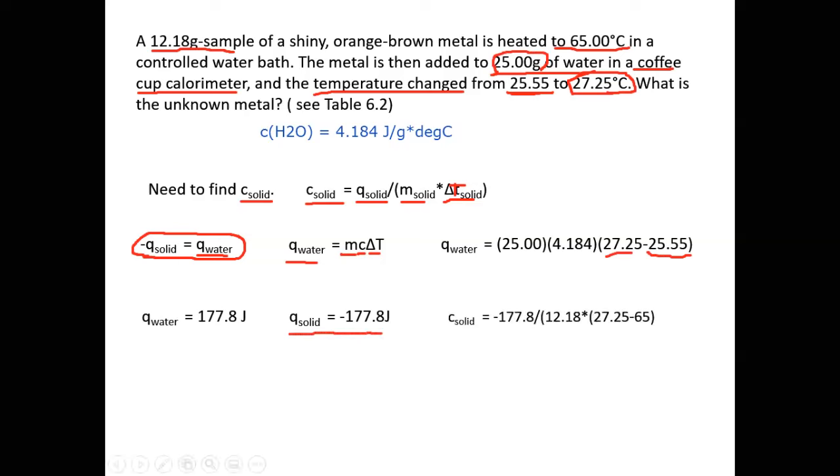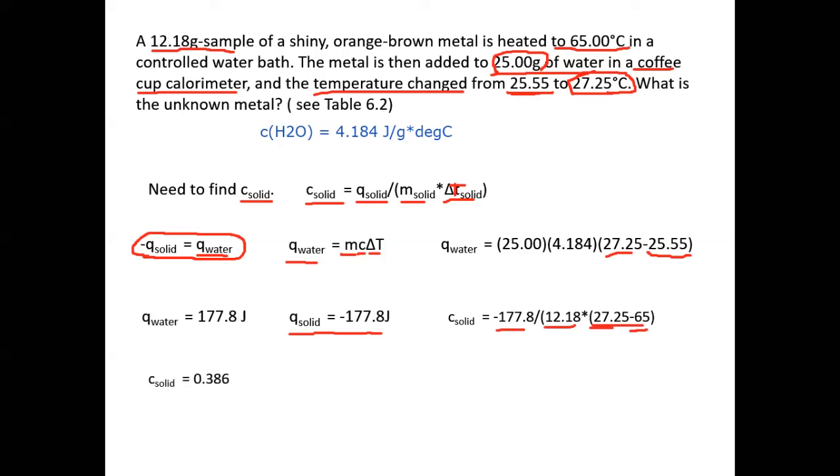We can then plug in the Q of solid. We know the mass of the solid and we know its temperature change. Remember, temperature change is final minus initial. And we can calculate the specific heat. So once you know the specific heat, you can look this up in a table and we get the identity of this material, or this substance, is copper. Give you a few seconds to look that over before we continue.